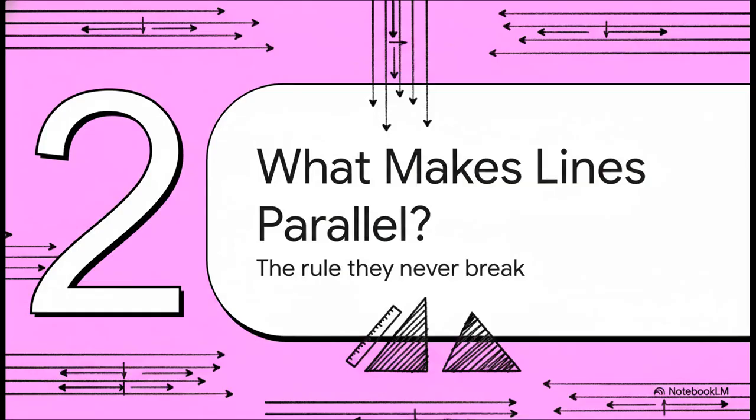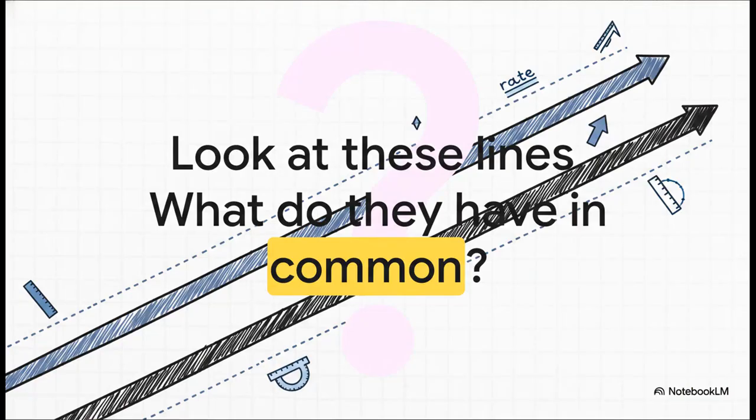All right, first up, parallel lines. And this might seem kind of complex, but trust me, there's one really simple rule that they never ever break. So just take a look at these lines. What do you notice? They've got the exact same steepness, right? The same tilt. They're like two cars in different lanes going the exact same speed. They'll run alongside each other forever, but never, ever cross paths.